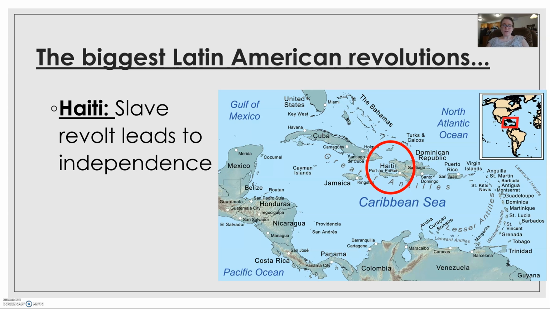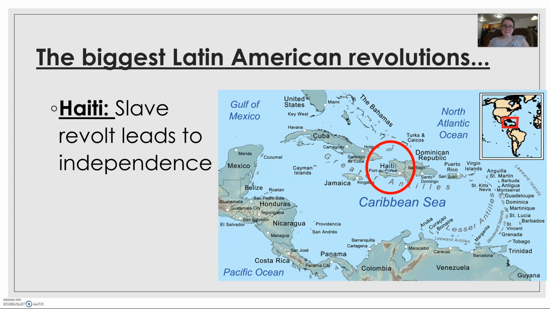And Haiti was a slave colony. It was populated primarily by slaves who were working on coffee or sugar plantations and treated very, very poorly. They revolted and actually succeeded. They were one of the only slave rebellions that completely succeeded in their goal of becoming independent.